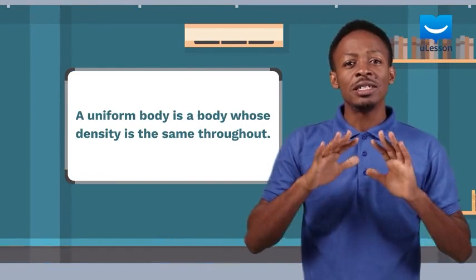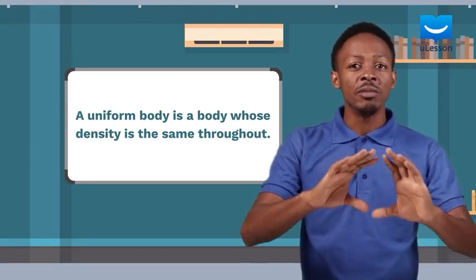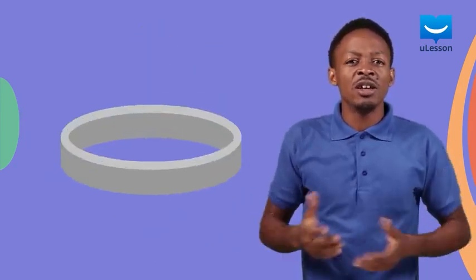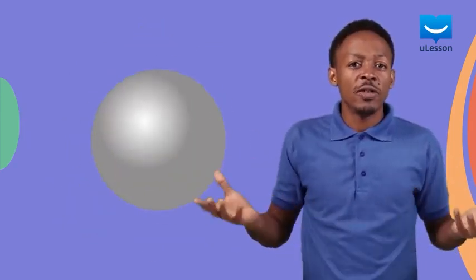For a uniform regular body, the center of gravity is usually at its geometric center. A uniform body is simply a body whose density is the same throughout the body. So a regular body in this context simply refers to a body with a known geometric shape. So let's run through some examples. Examples include triangles, squares, rectangles, circles, kites, cuboids, rings, cones, cylinders, and spheres.